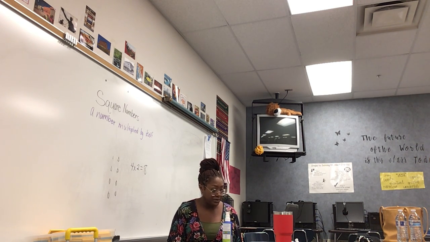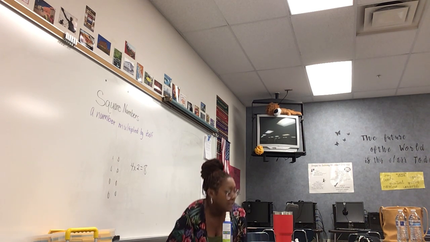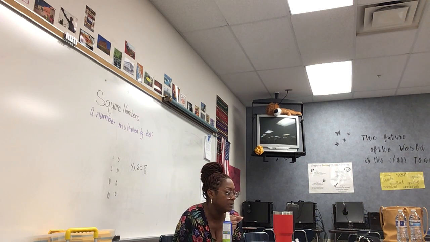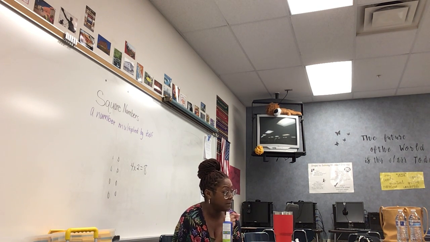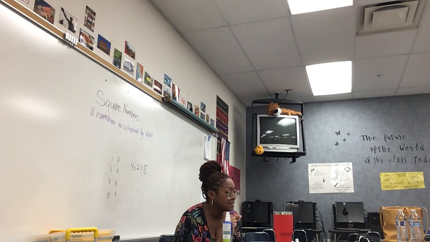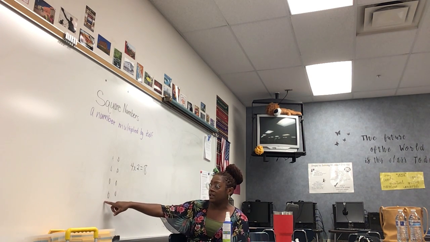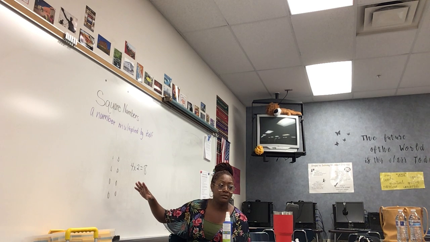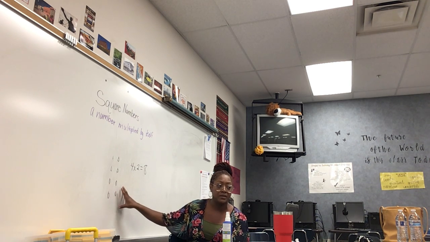Is anyone confused? Okay, let me repeat it. A square number is a number that's multiplied by itself. So that would be like 3 times 3, 4 times 4, 1 times 1, 6 times 6, okay? An array is different. An array, the columns and the rows do not have to have the same number, okay? So when we did an array right here, you can use a rectangular array, like this is rectangular.